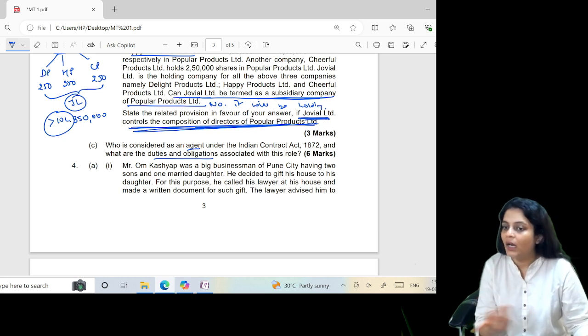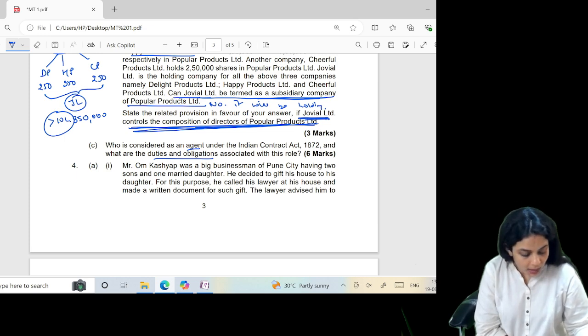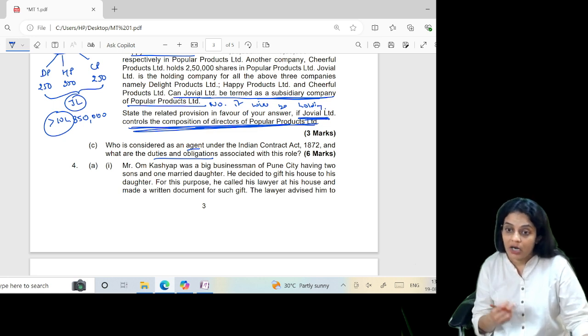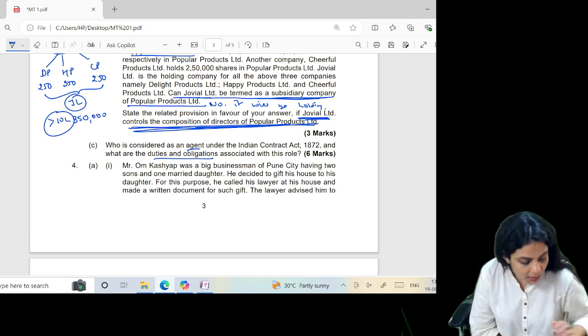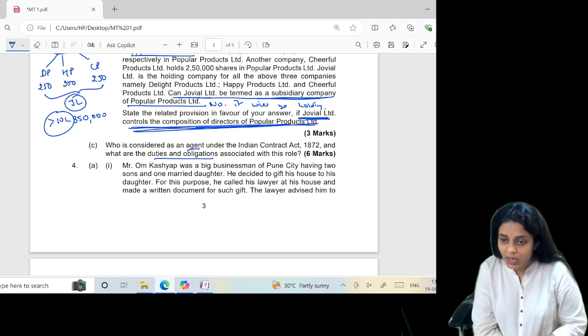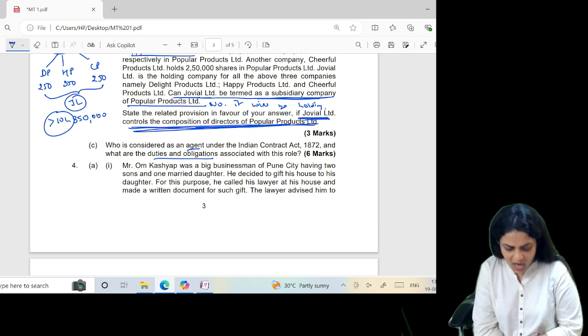He should not delegate the work to a sub agent. He should not make secret profits from the principal. And he should not contract in his own name on behalf of the principal.